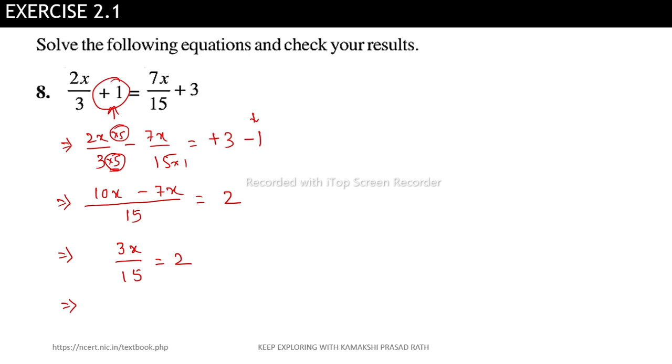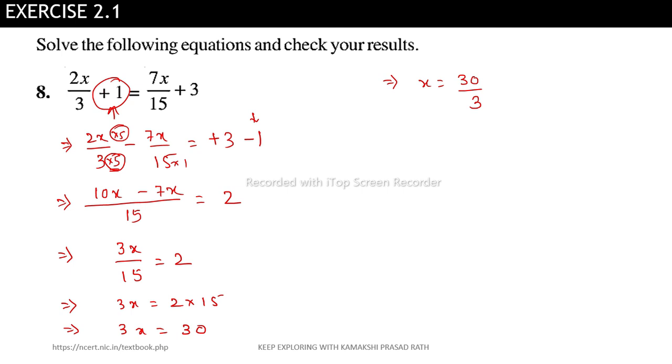Now 15 is divided, so 15 will be multiplied on the right hand side. So now we get 3x equals 15 twos are 30. Now in the next step, 3x equals 30, so x can be written as 30 by 3.